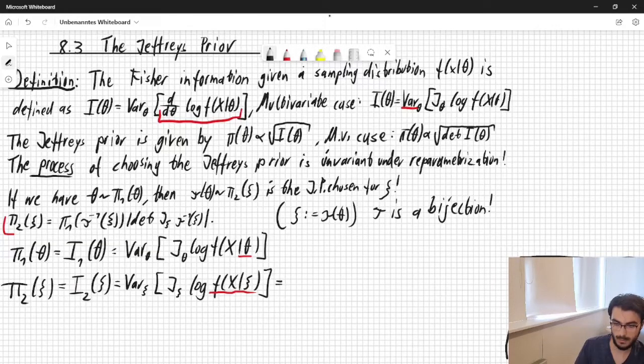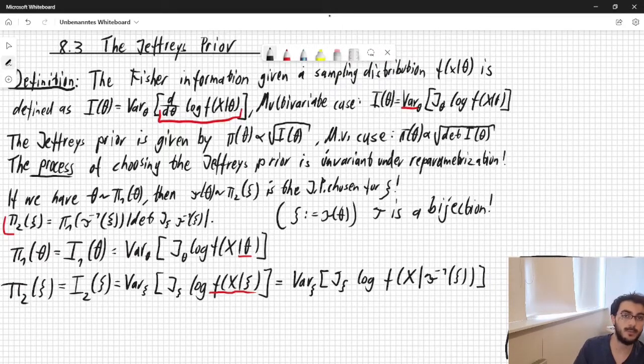So this here is the variance with respect to psi, which is tau of theta, of the Jacobian with respect to psi of the logarithm of f of x given theta. It doesn't matter if we have psi or theta here, but theta is just the inverse of tau of psi. This is just one major fact about conditioning. If we have a bijection going back and forth, we still get the same information.